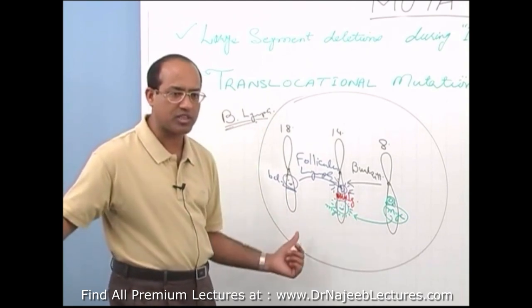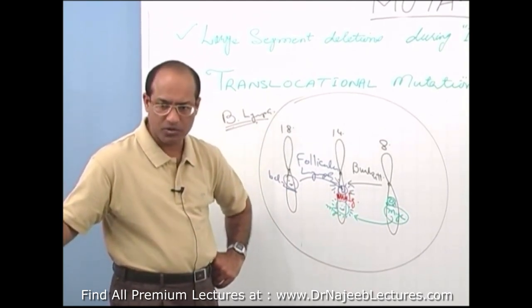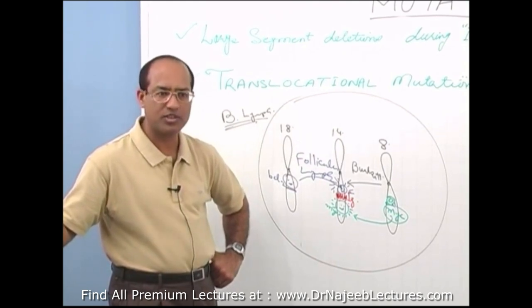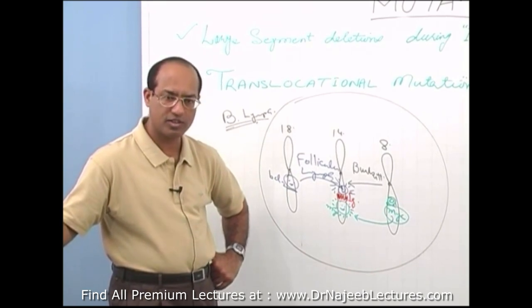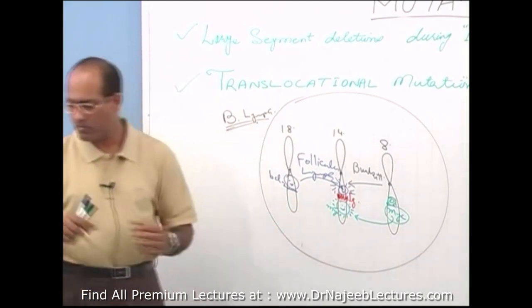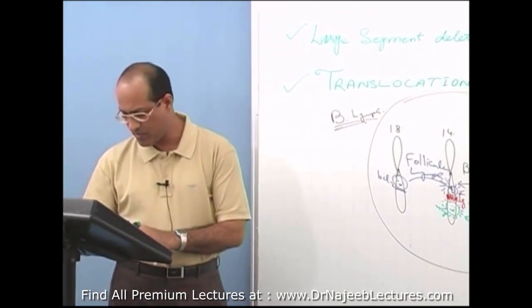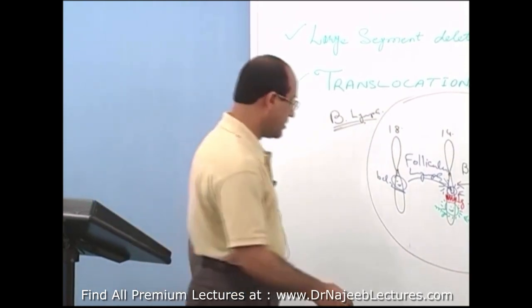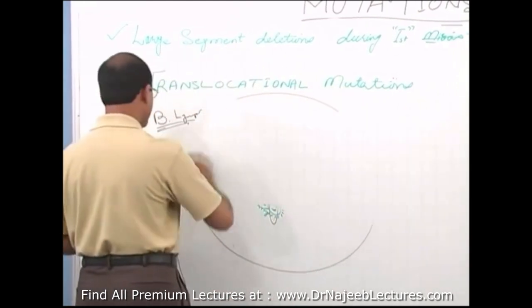So here we have seen two examples in which translocation of genetic material from one chromosome to the other has resulted in mutation and cancer formation. Is there any question here? Is it clear to everyone? Clear? Now we come to one more type of mutation, and that is mutations related with splicing.